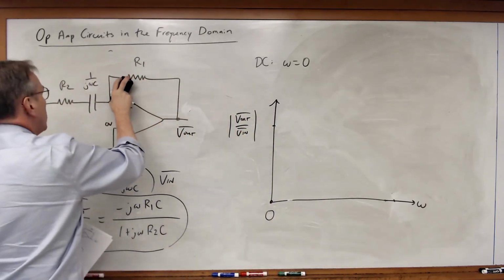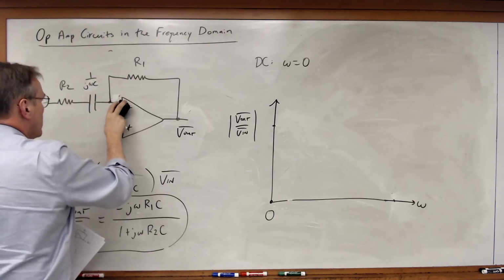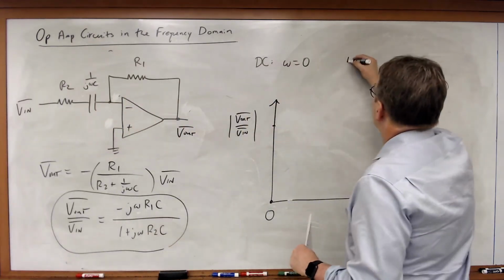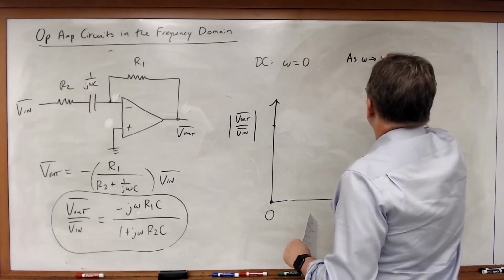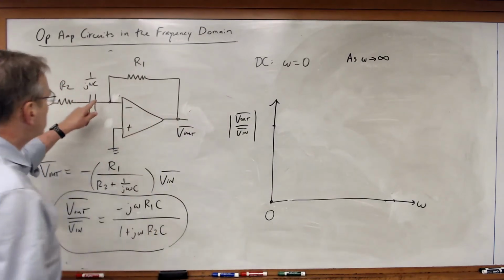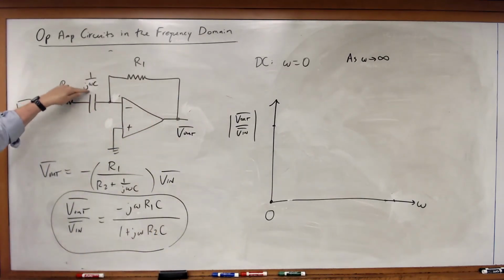But now, what happens as omega increases? As omega goes to infinity, let's think about this. As omega goes to infinity, the impedance of this capacitor gets smaller and smaller and smaller.